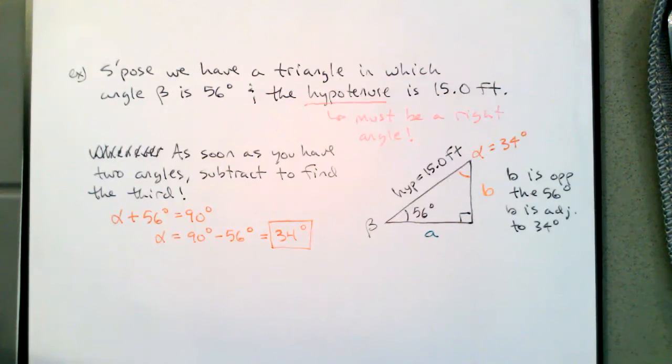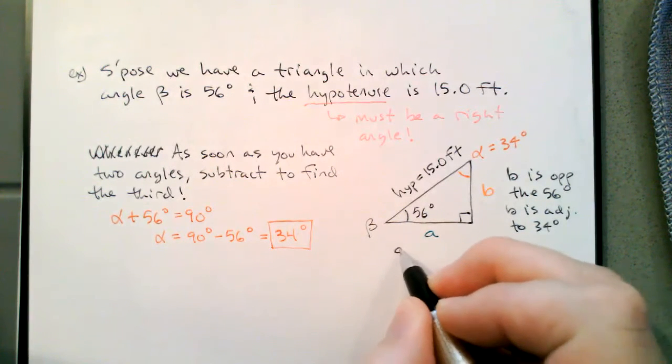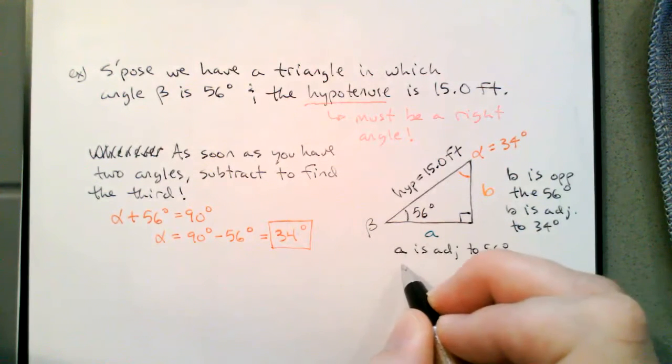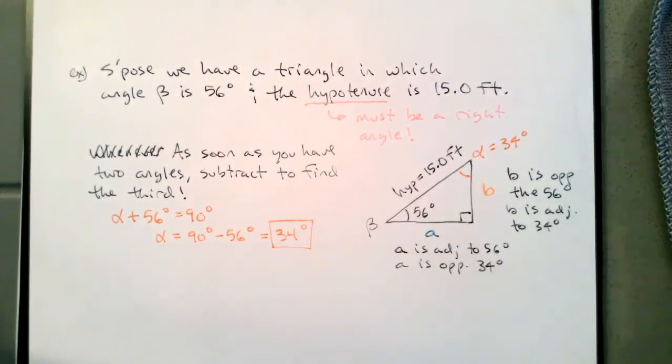So I'm going to label B as being opposite the 56-degree angle. Side A is adjacent to 56, and A is opposite 34 degrees. So we have lots to choose from. I'm going to use 56. That was our originally given angle. So I'm going to say B is opposite the 56.